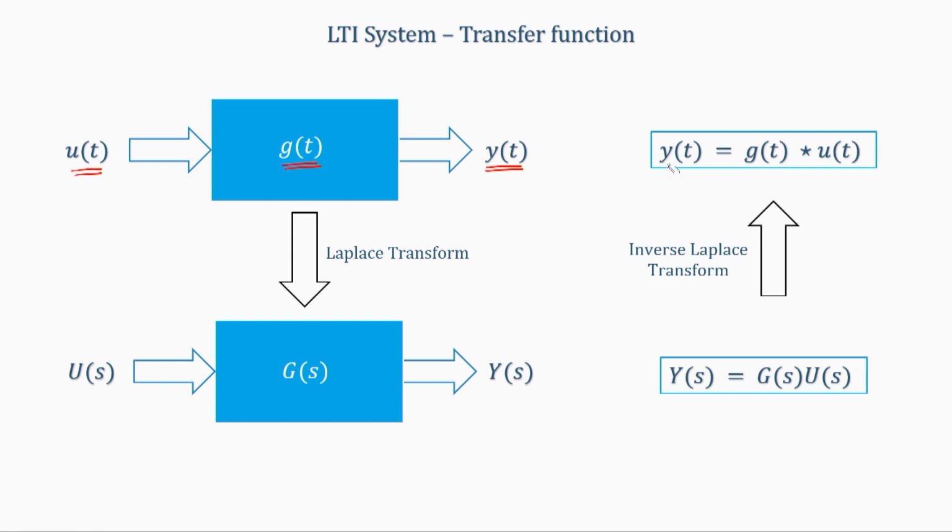And this g(t) has a special name. G(s) is called the transfer function. g(t) is called the impulse response of the system. Remember the name because I will be using this word quite often. The impulse response of the system is g(t), and the Laplace transform of the impulse response of a system is the transfer function of that system.